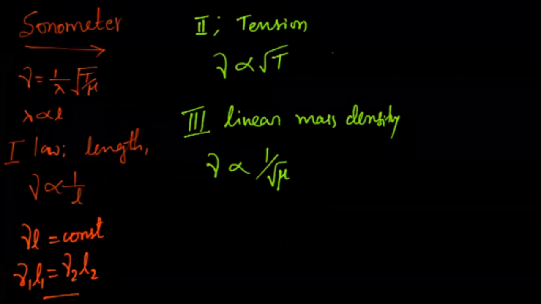Third point, as a consequence of the superposition principle, is beats. Beats are produced due to the superposition of two waves moving in the same direction with a small difference in their frequency.